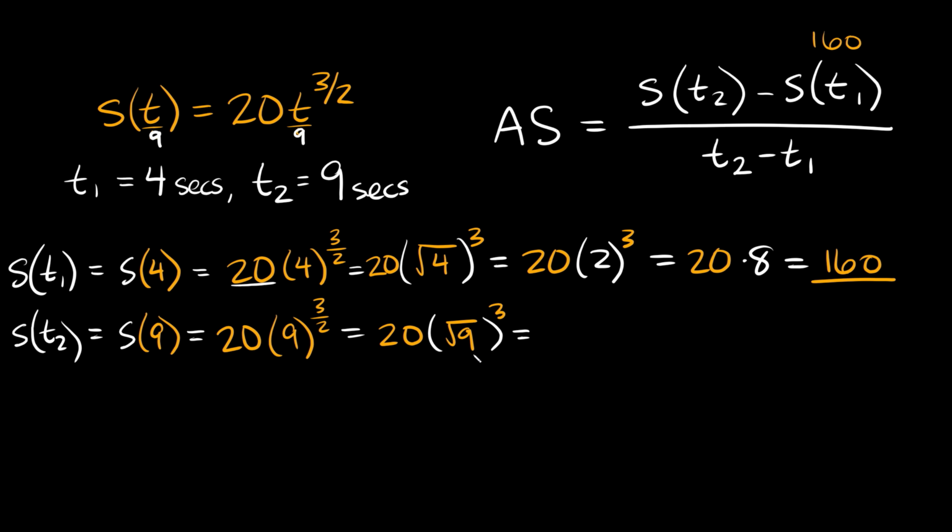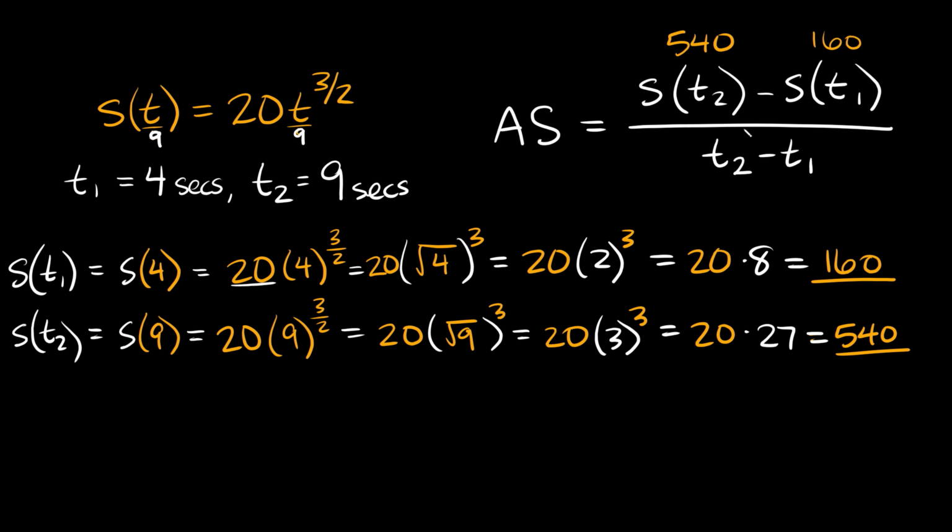So this is going to be equal to 20, and the square root of 9 is equal to 3, so here we get 3, and it's cubed. That's equal to 20 times 3 cubed, which is 27, and 20 times 27 is equal to, well, 2 times 27 is 54, and then if we just tack on a 0, that's 540. So s of t sub 2 is equal to 540.